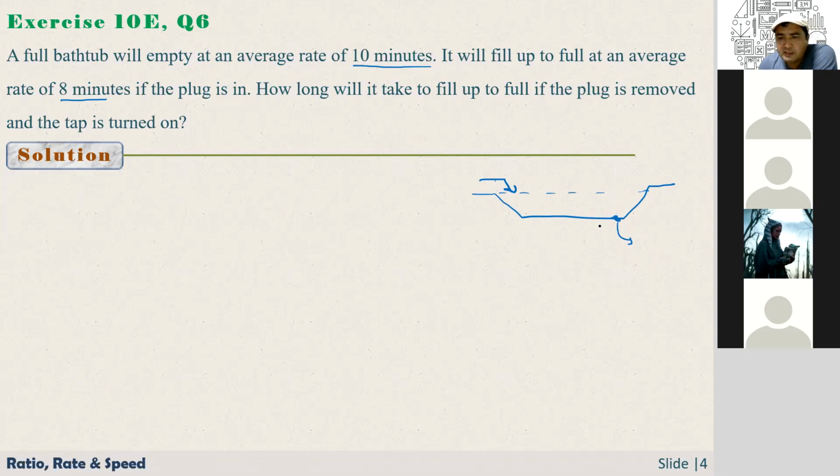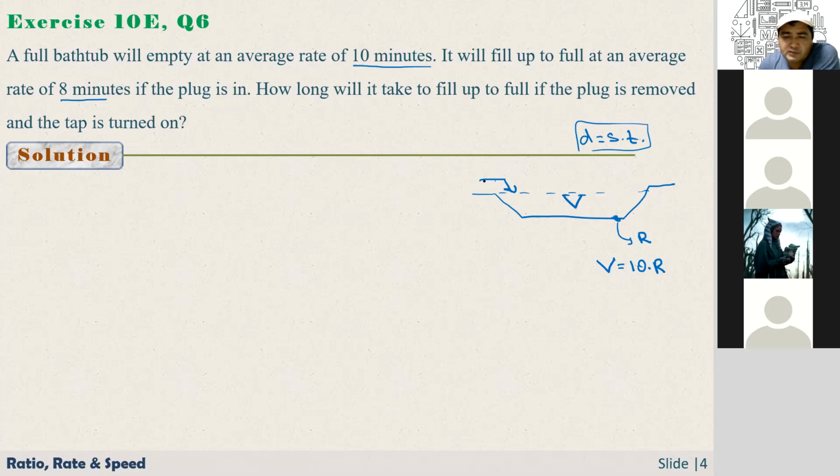What does it mean? It means that, let's say the volume of this bathtub is V, and this rate is, let's say, capital R, right? This volume will be equal to time times rate. It's very similar to distance is equal to speed times time. And also here the speed is the rate, the rate of change of distance over a unit of time, right?